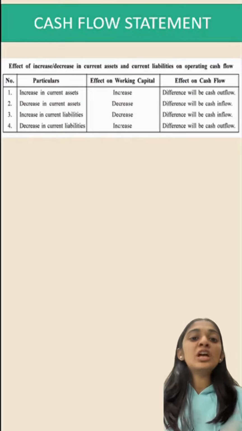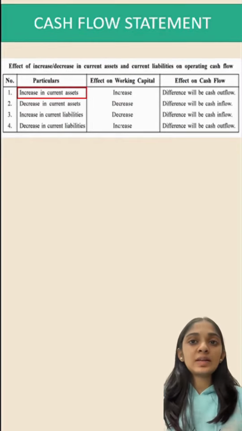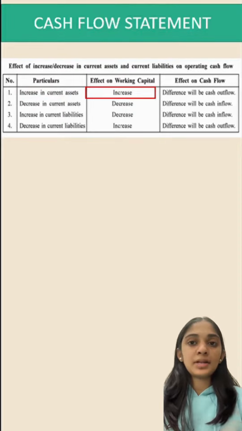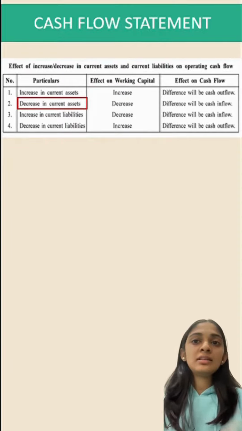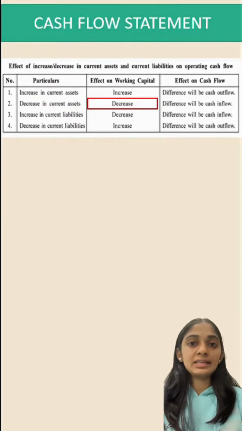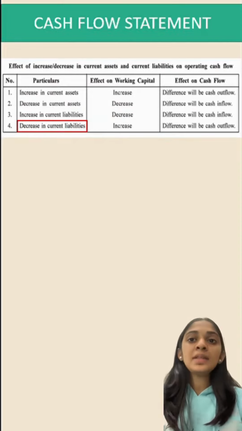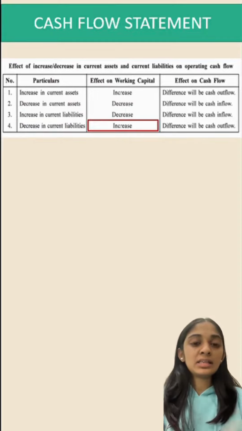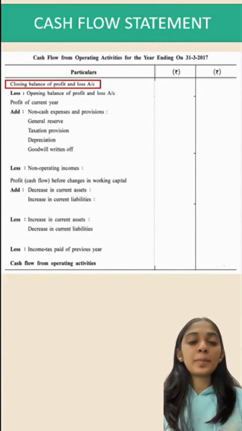operating cash flow. First, when there is an increase in current assets, then working capital increases. When there is a decrease in current assets, then working capital decreases. An increase in current liabilities decreases working capital. A decrease in current liabilities increases working capital. Now this effect will be written in the format of operating activity.